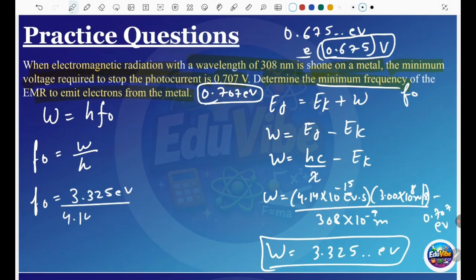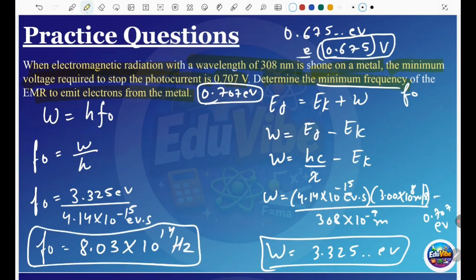So your W is in EV. You take H also in EV, which is your Planck's constant, EV dot second. When you divide this, you get your threshold frequency of about 8.03 times 10 raised to power 14 Hertz. This is the thing we have to find.